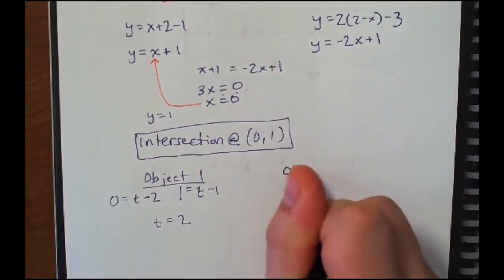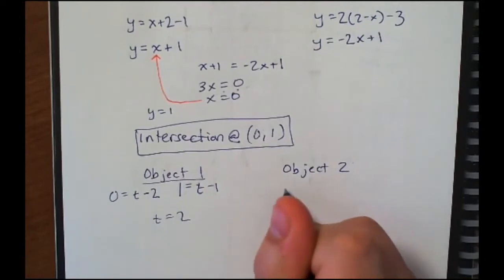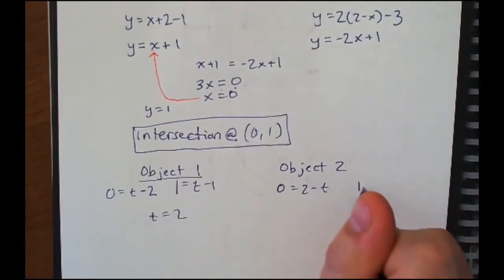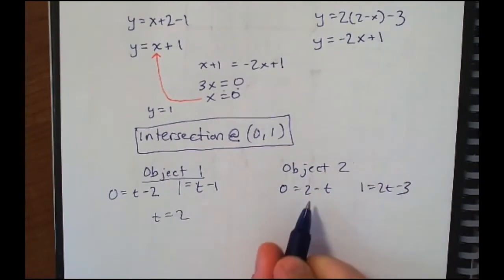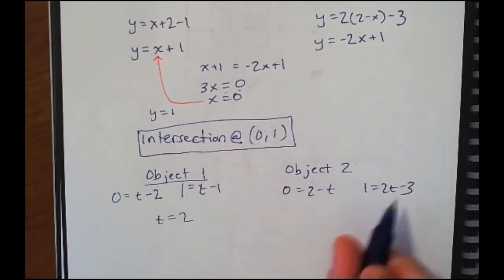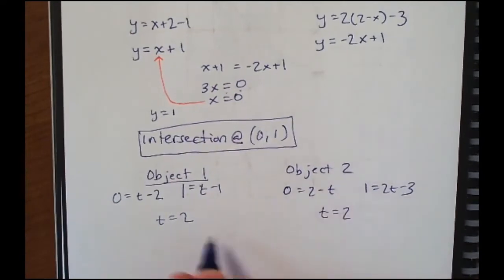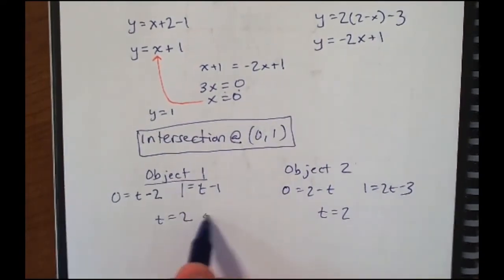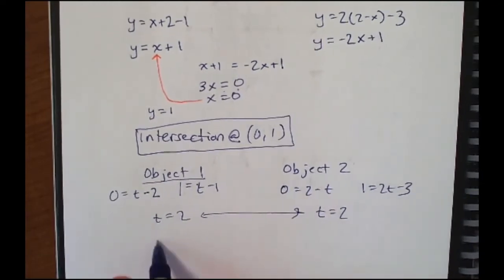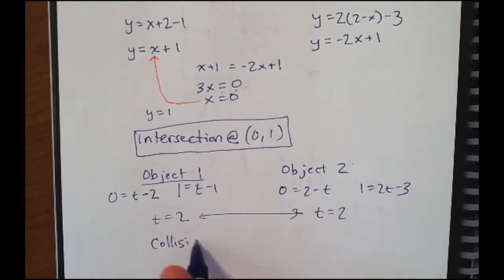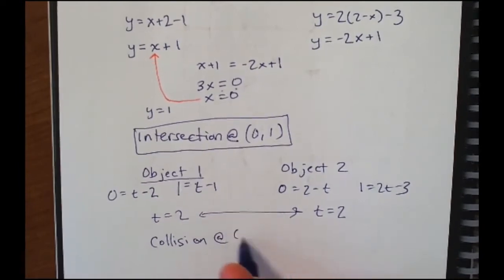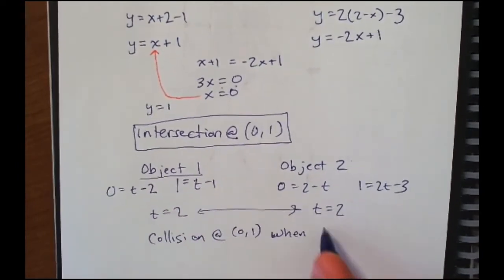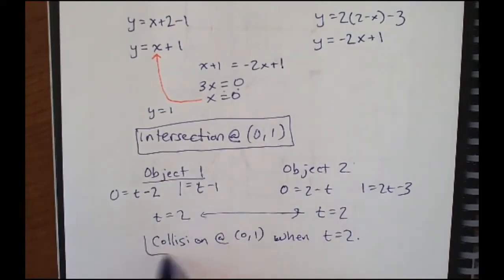Object 2, I want to know when that x value is 0, and I want to know when the y value is 1. So let's see when that happens. This happens at t equals 2, t equals 2. Okay, so since both objects hit this intersection point at the same time, we can say, haha, there's a collision at (0, 1). And I can say when t equals 2.